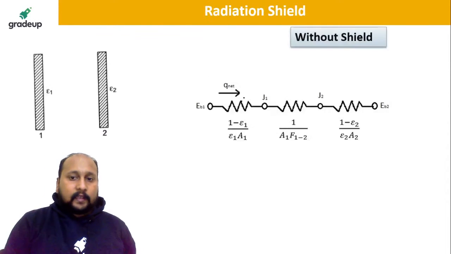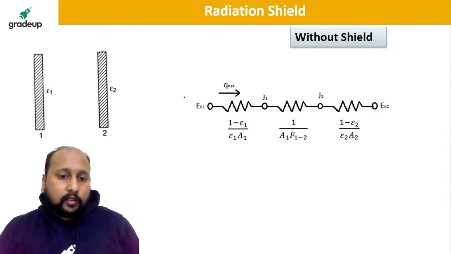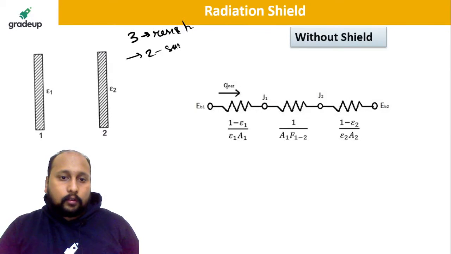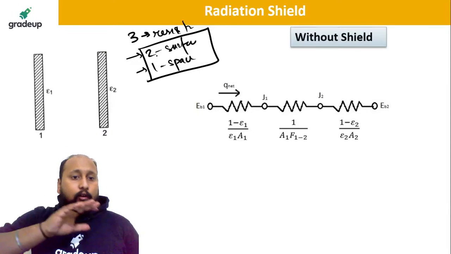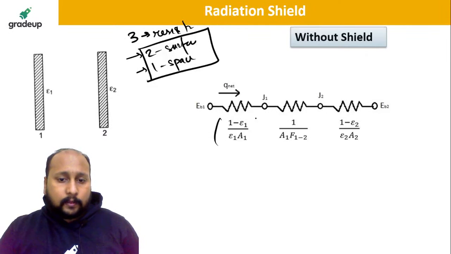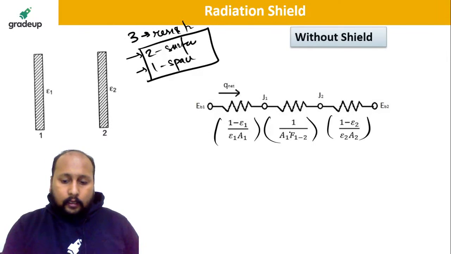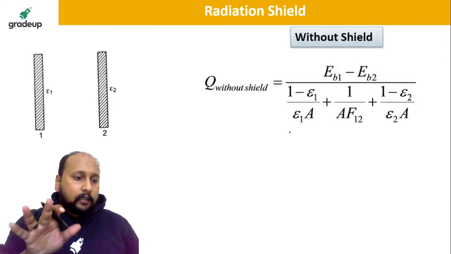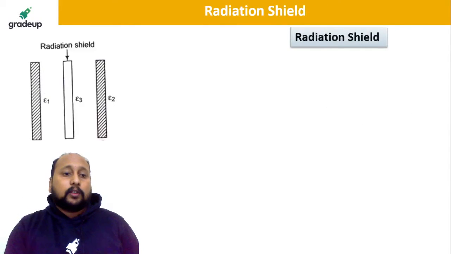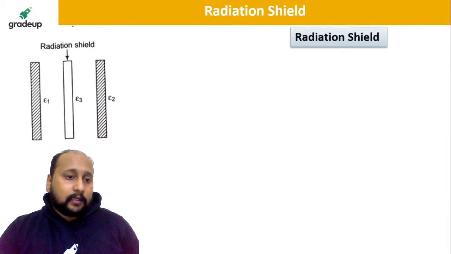Earlier, without a shield, the number of resistances was 3: two surface resistances and one space resistance. Already we have seen this expression, where we have heat transfer between the two plates. But let us suppose we have a radiation shield, and I'm inserting a shield.